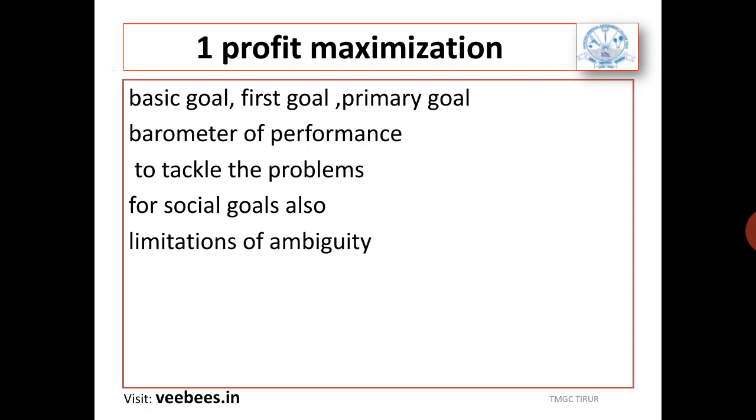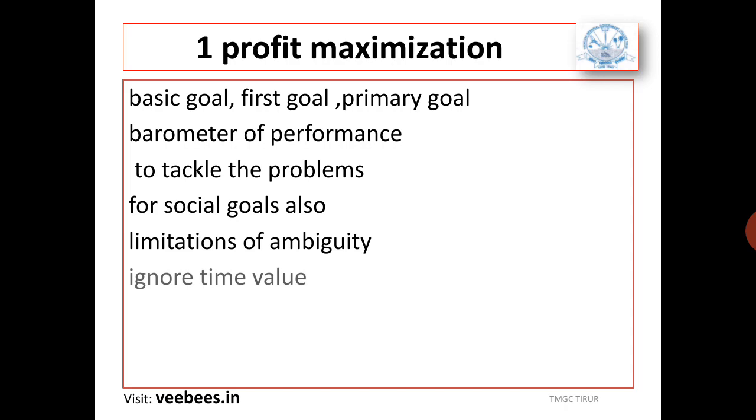But this goal has some limitations. One limitation is ambiguity. Ambiguity means it is not clear which profit we will calculate. The main aim is profit maximization, but which profit is the question: whether it is gross profit, net profit, operating profit, net operating profit, NOPAT, or EBIT. There are different types of profits. Which profit is to be maximized is not mentioned, so there is ambiguity, no clarity there.